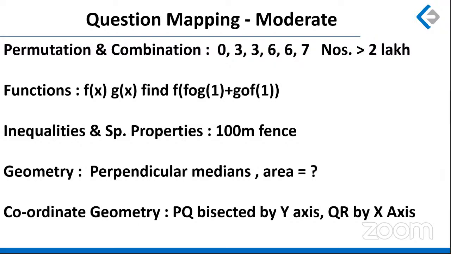There was one question on functions which was easy, a moderate and one difficult. f(x) and g(x) are given. Find f of g(x), g of 1 and g of f of 1. The better part why it was moderate is because it was just for 1. x was supposed to be 1. That is what made this question very moderate. Otherwise, this could have been a little difficult.